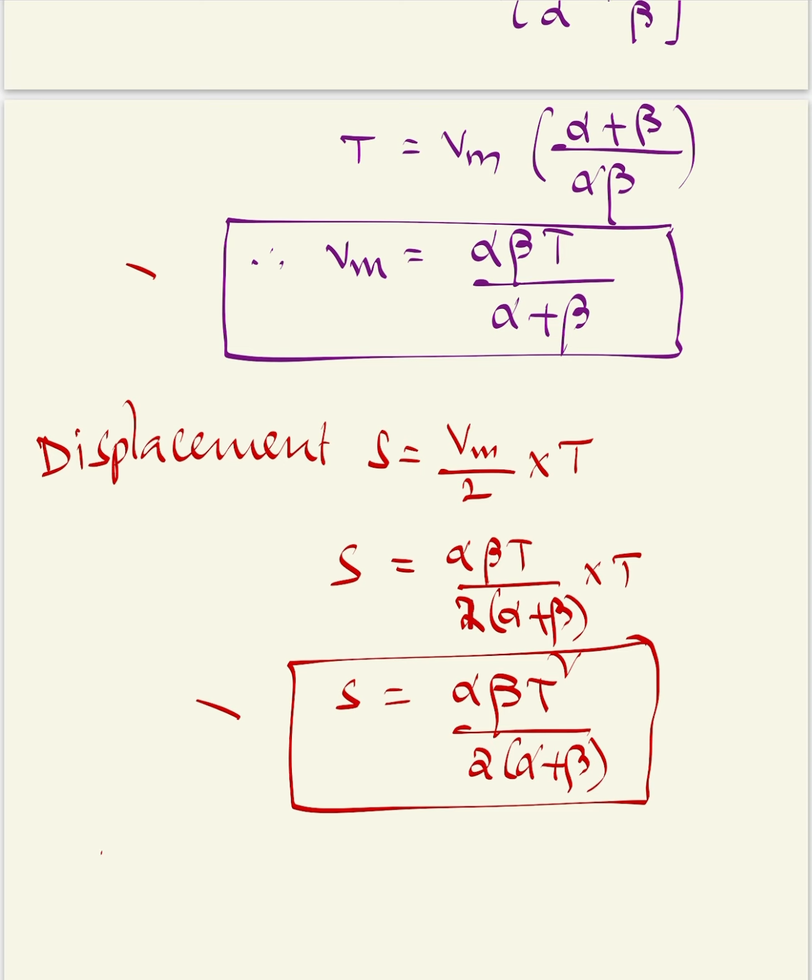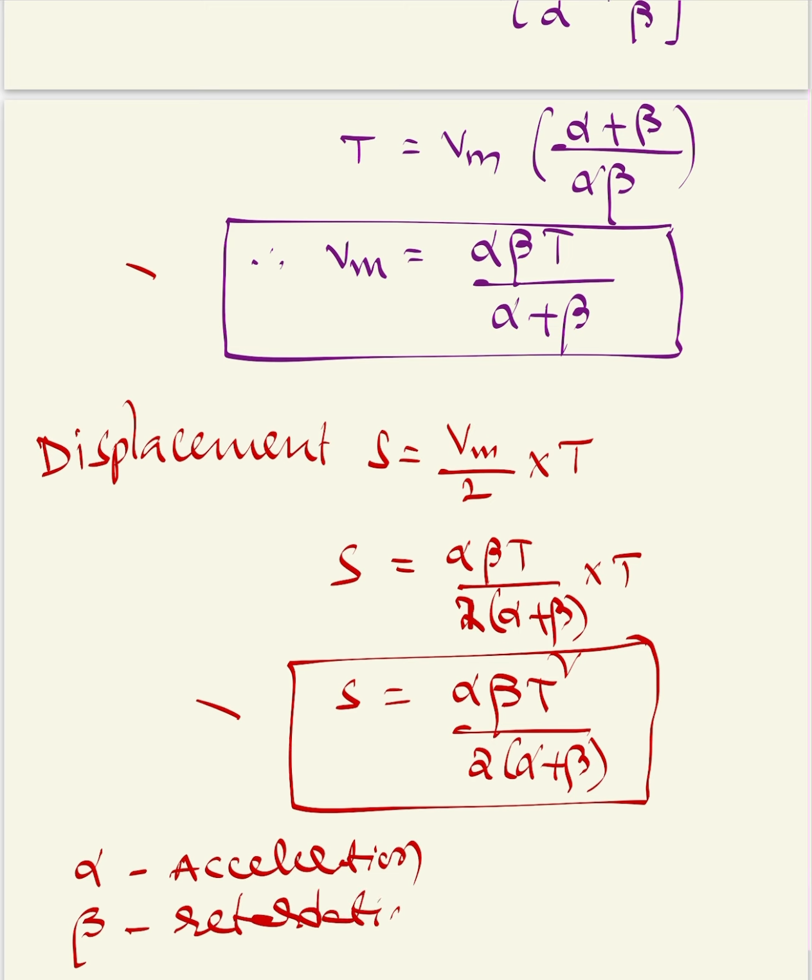So here alpha is acceleration and beta is retardation and t is the total time here. So hope you understand.